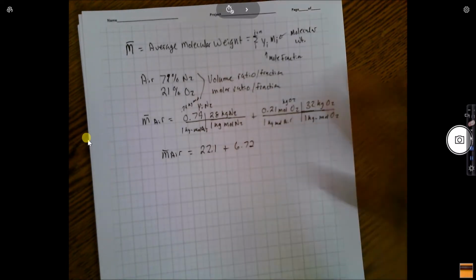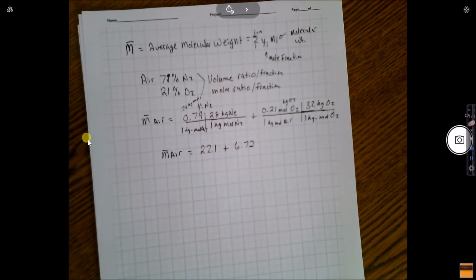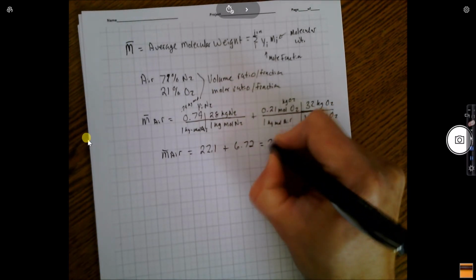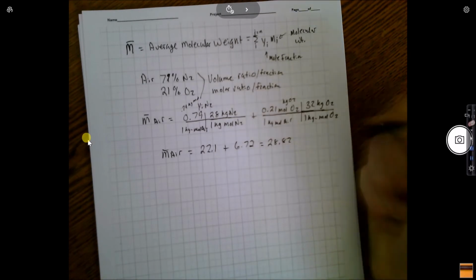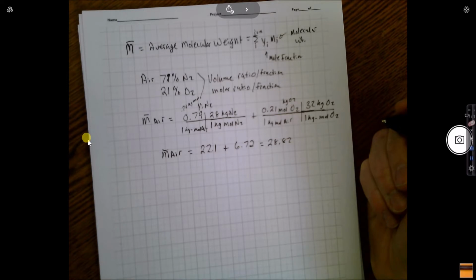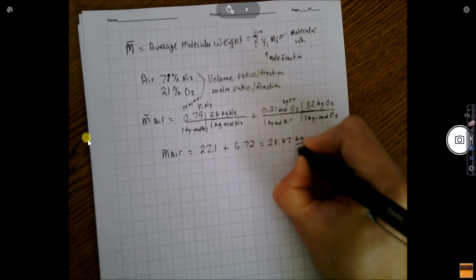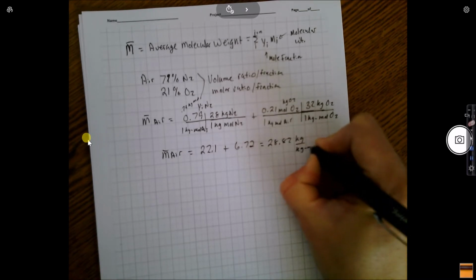And the units, I always struggle doing this portion of the course, and I'm sure there's somebody who knows how to do this a little better than I, maybe even a better YouTube video. But you add them together, and that is equal to 28.82. And I think in this place it would be kilograms per kilomole, or kilogram mole.